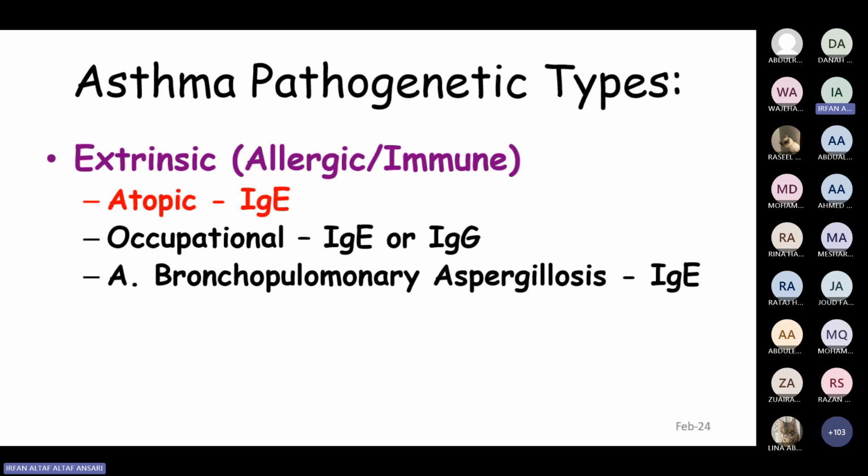We call them allergic or immune asthma, which could be atopic due to IgE, immunoglobulin E. It could be occupational, like for certain persons working in occupations such as farmers, or someone working in the cotton industries, or someone working in a greenhouse where they grow vegetables. There are high fungi, so they have asthma. And this is asthma mostly due to either IgE or IgG.